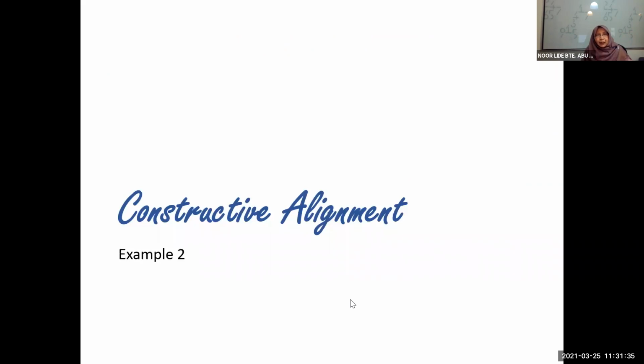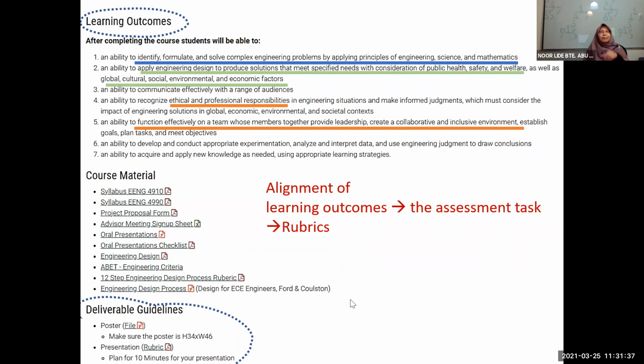So this is another example of the constructive alignment. Now, this one, I took it from one particular site. I'm sorry, I forgot to put down the URL for the website. Now, this one, you find that it has 7 learning outcomes. Okay, so this is for the engineering design course.